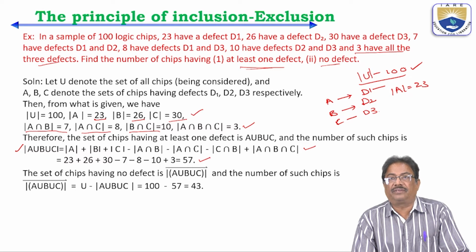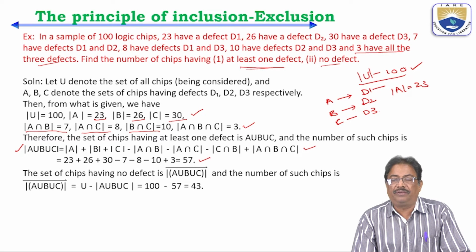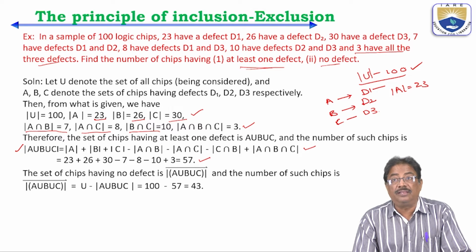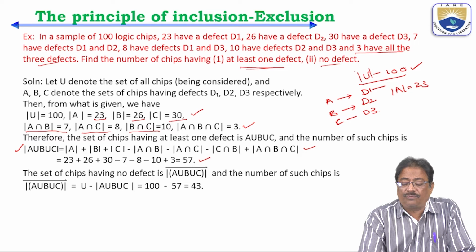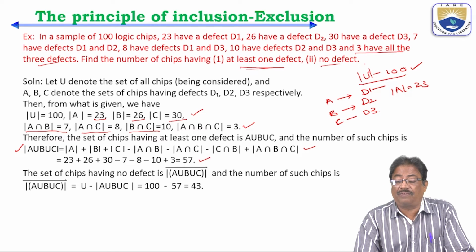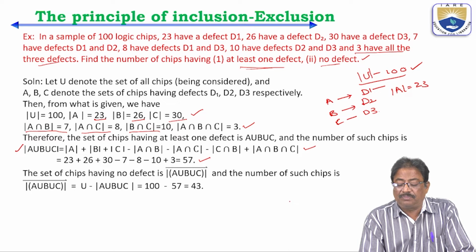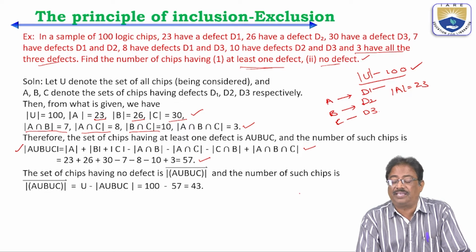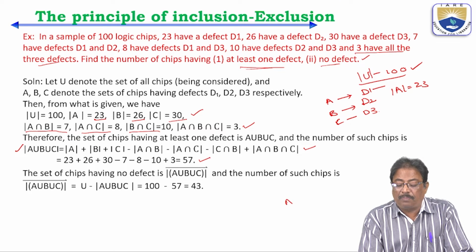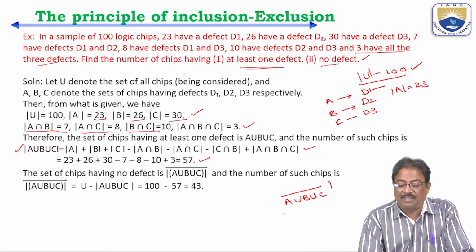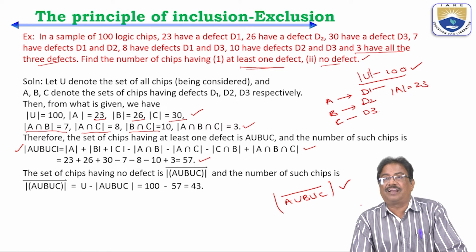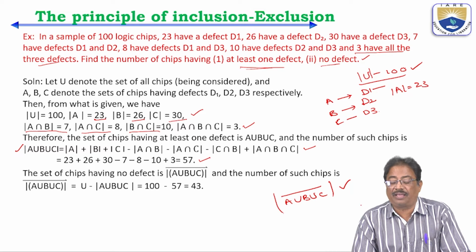So at least 1 defect means either it is having D1 defect or D2 defect or D3 defect. And now we have to find out how many chips are not having any defect. Not having any defect, so at least one is A union B union C. Then the complement we have to consider, the whole complement of A union B union C, which represents the number of chips which does not have any defect.